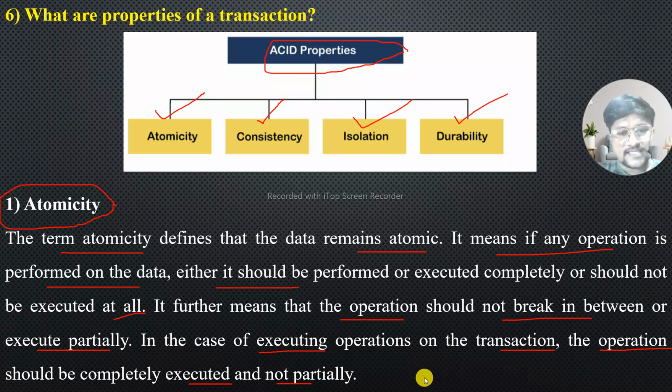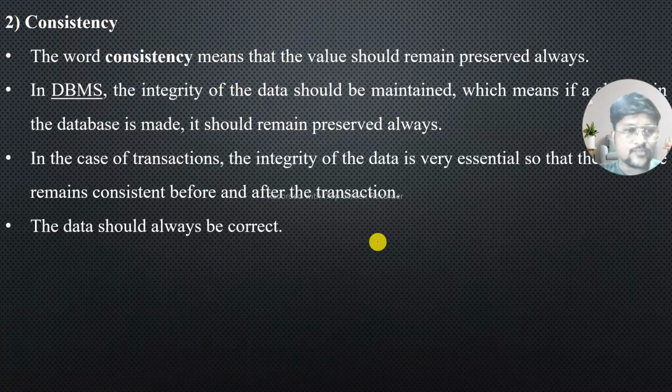So let's take an example of the bank. If you are transferring an amount, this transaction is a best example for atomicity. During the transmission of the amount, either the full amount will be transferred or it will not transfer the amount at all.